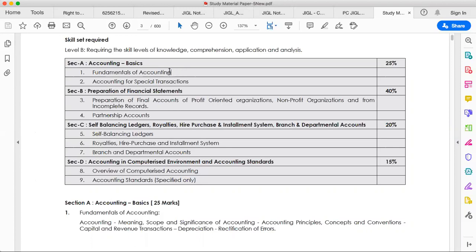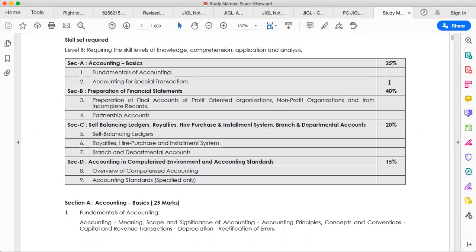summarized form. They have given the mark structure. Basic accounting will cover 25%, then financial statements will cover 40%, self-balancing ledger, royalties, hire purchase, installment system, branch and department accounts will cover 20%, and accounting in computerized environment will cover 15%.